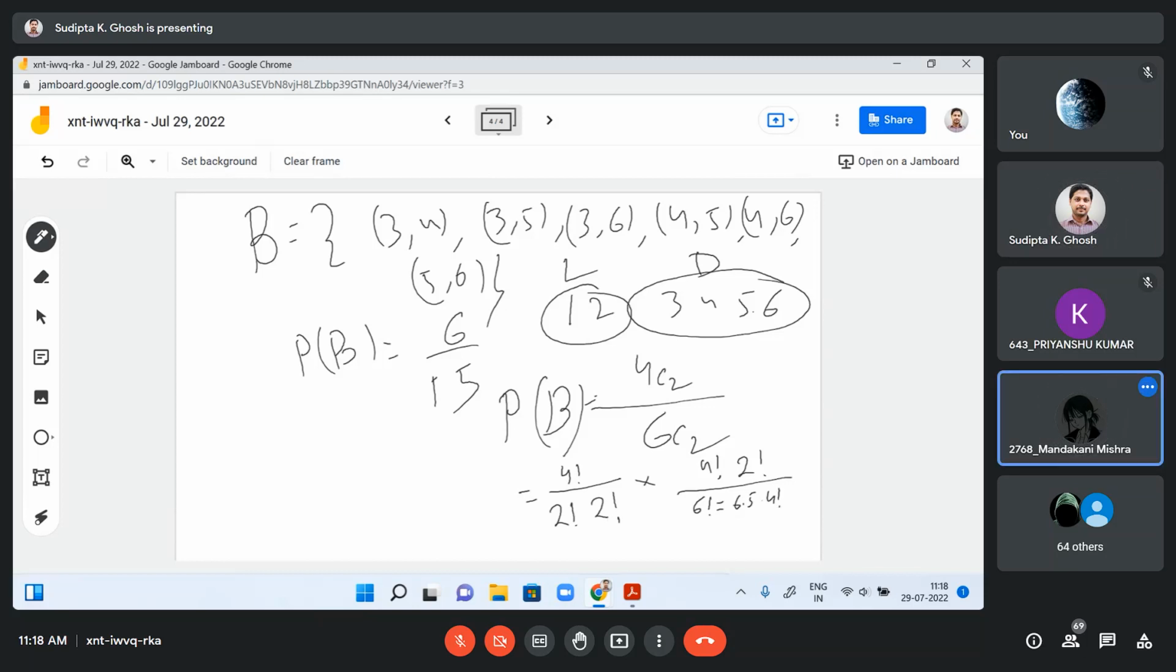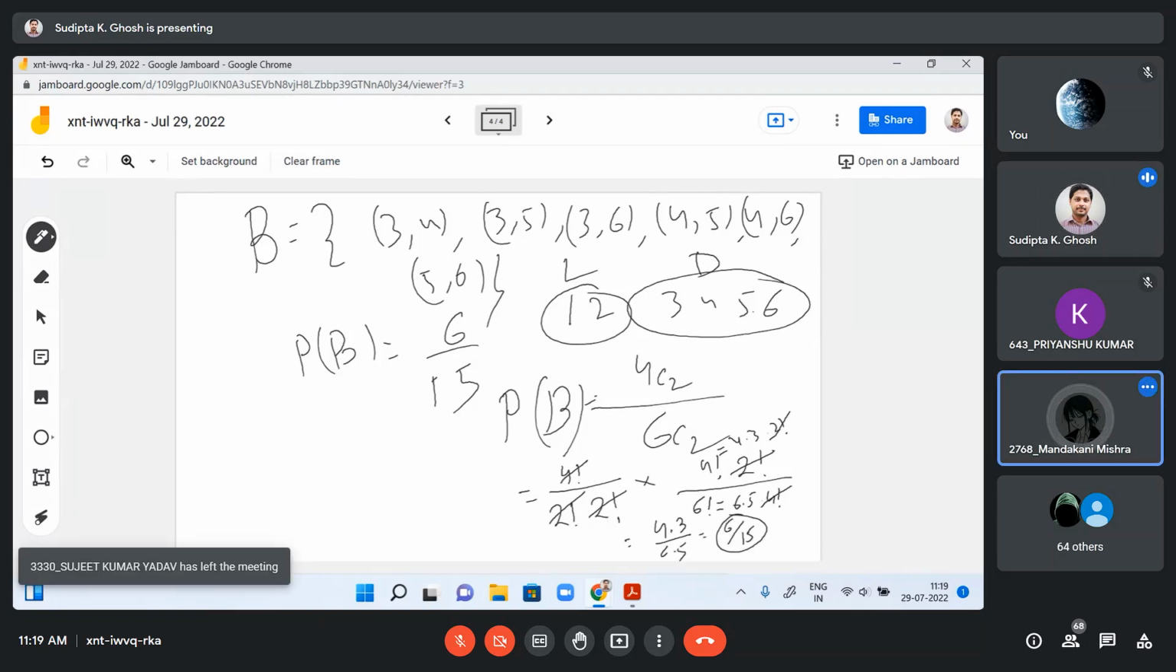So 4 factorial is cancelled. And this 4 factorial can be written as 4 into 3 into 2 factorial, and 2 factorial is cancelled. So you have 4 into 3 by 6 into 5. What is the value? 6 by 15. Am I correct? Yes, sir. Exactly, so you are getting the same number.